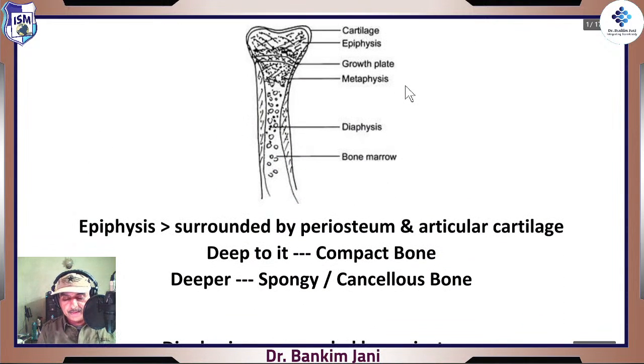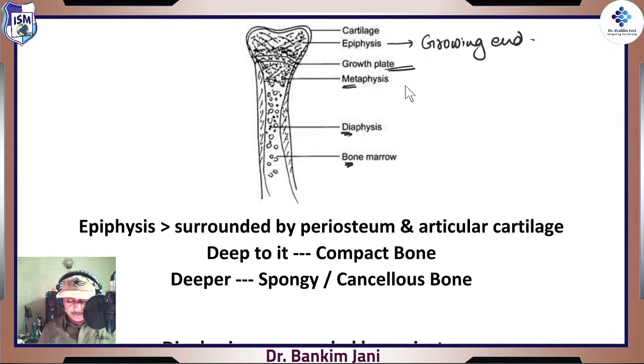See, cartilage is over there. Epiphysis is like a growing end, right? It is a growing end, and there is a growth plate. That's where the growth would continue. Metaphysis is in the middle. Then diaphysis, and the bone marrow, which is absolutely in its center.